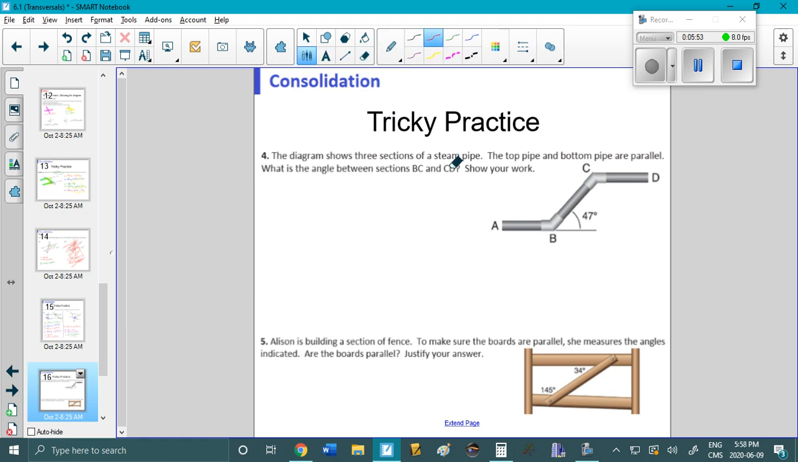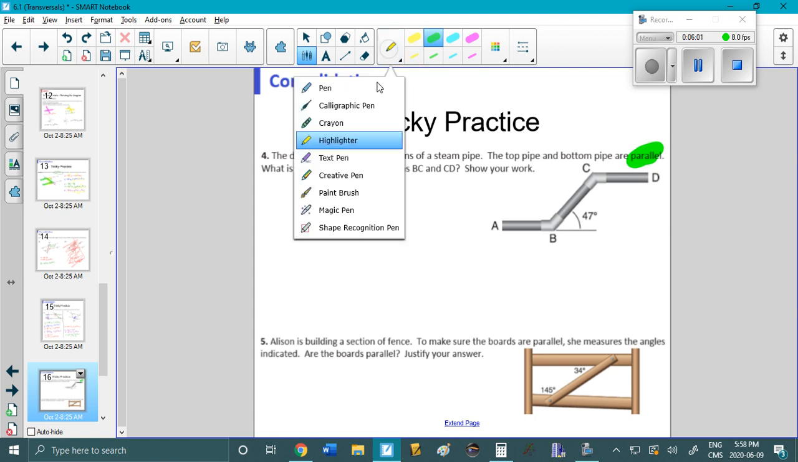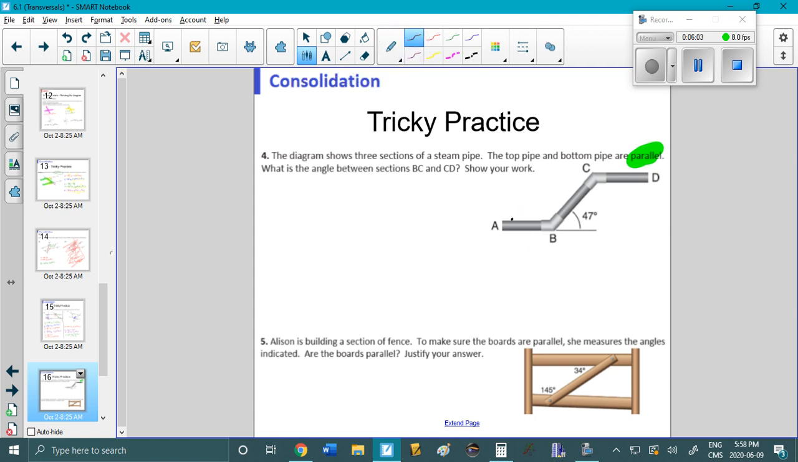All right, now for some questions that seem like they're going to be hard, but they're not. The diagram shows 3 sections of a steam pipe. The top pipe and bottom pipe are parallel. That's important, right? Them being parallel really matters because then it allows us to do some stuff. So let's put big arrows here. Parallel, parallel.